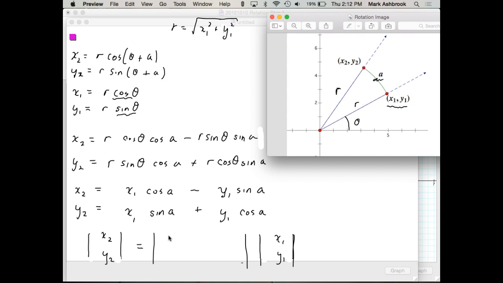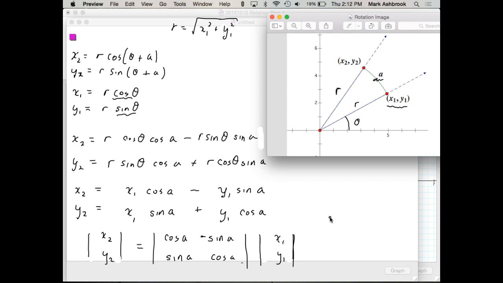Cosine A, minus sine A. Negative sine A, okay, and? Sine A. You guys have done matrix multiplication, linear algebra. Yes. So this is like backwards, right? It's like we ended up with these two equations that fit this matrix multiplication perfectly.